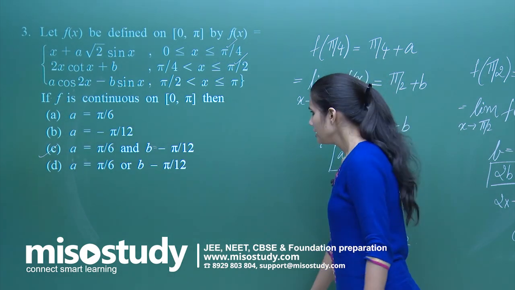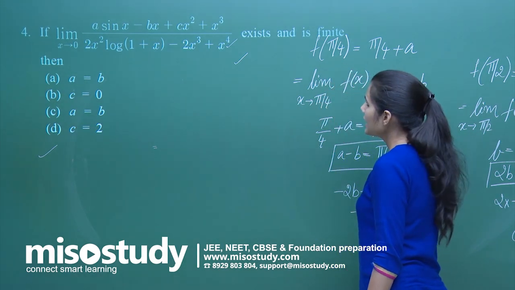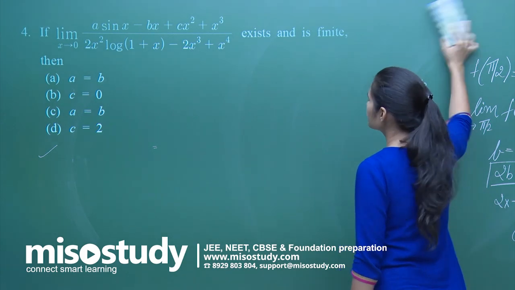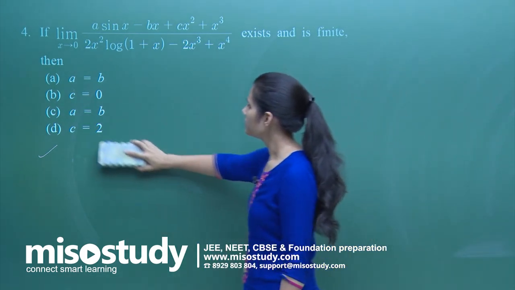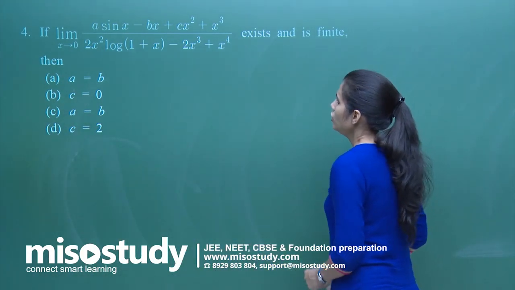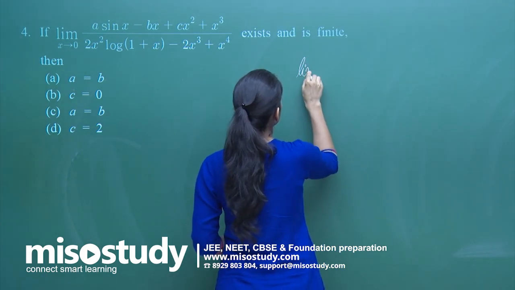Clear? Let's talk about this now. If limit x tends to 0, this function exists and is finite. So it's very important to realize when you can say that the limit of a function at a certain point is finite. What do you think? Over here, let's try to understand how we are going to evaluate this limit.